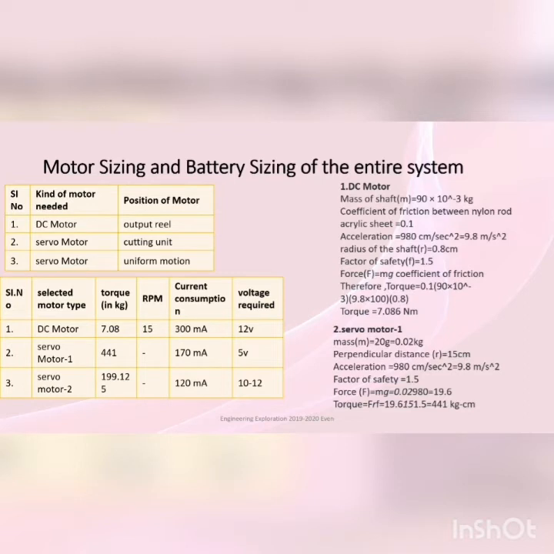Motor sizing and battery sizing of the entire system. Basically, we will be needing two kinds of motors, a DC motor and servo motors. A DC motor for the output reel, one servo motor for the cutting unit, and the other for uniform motion of the thread. The calculations were done using a DC motor of 15 RPM, and the voltage required for servo motor 1 and servo motor 2 will be 5 to 10 to 12 volts.